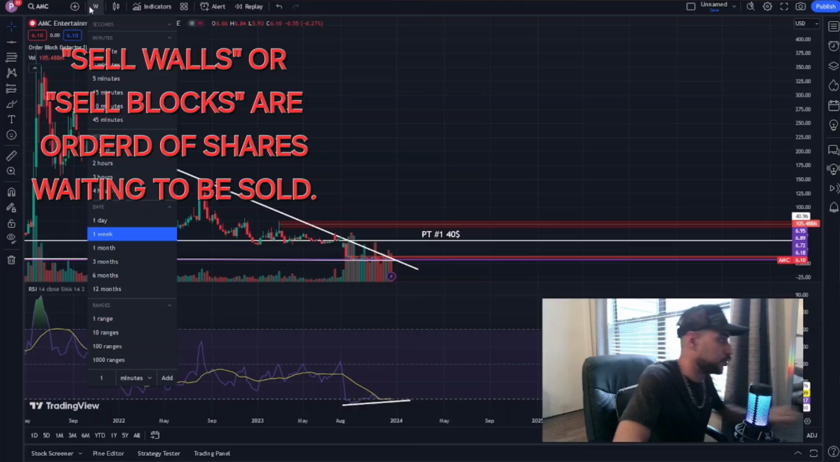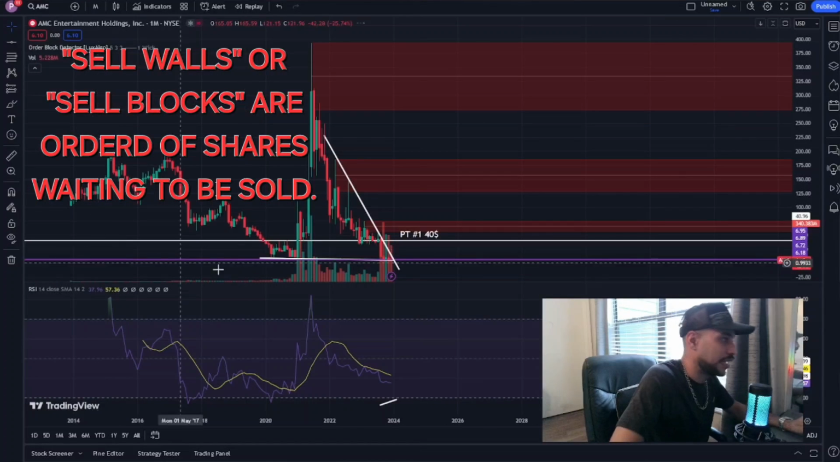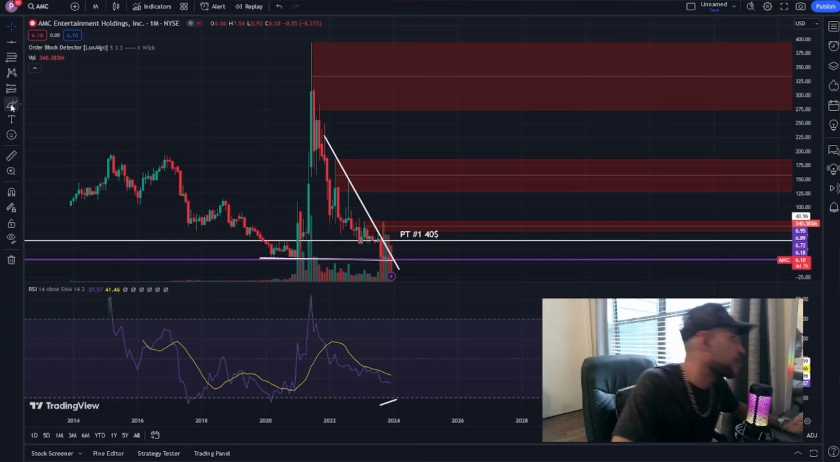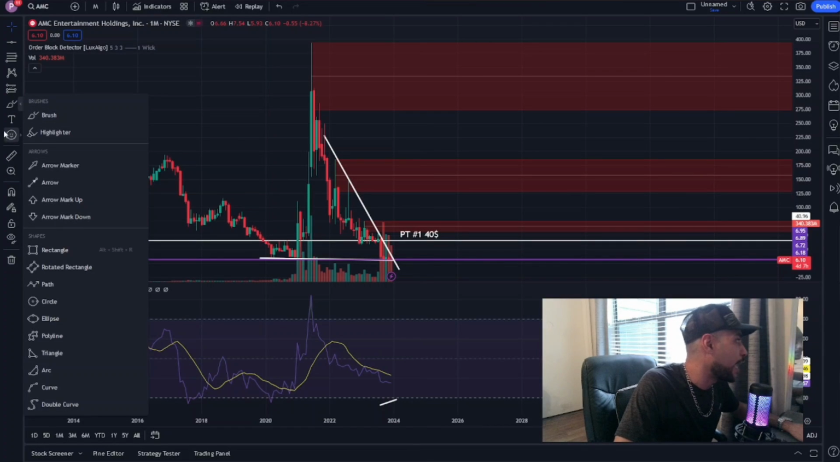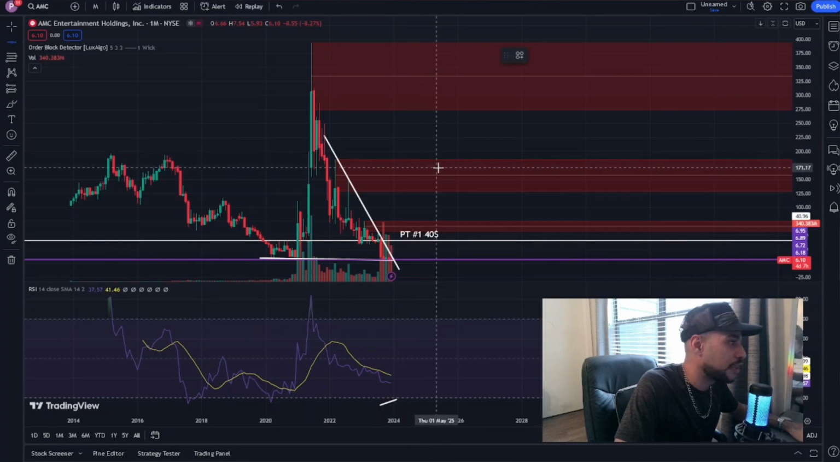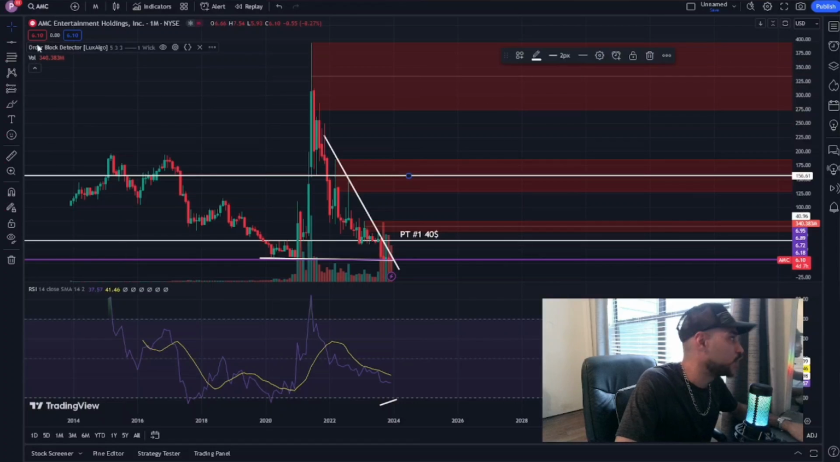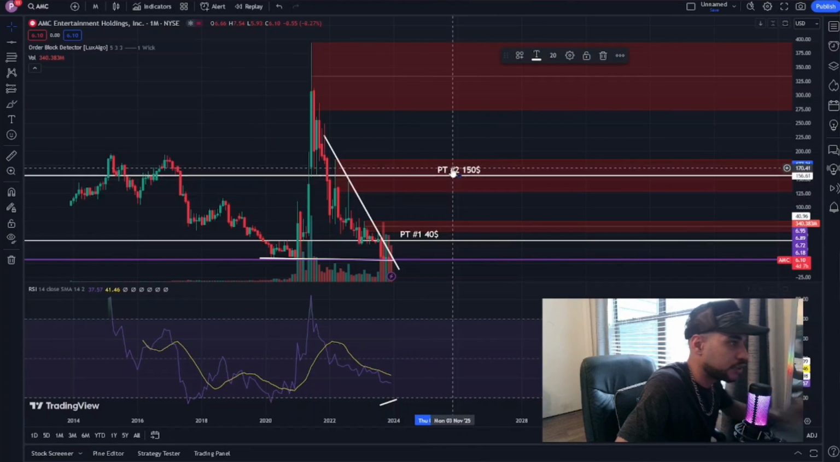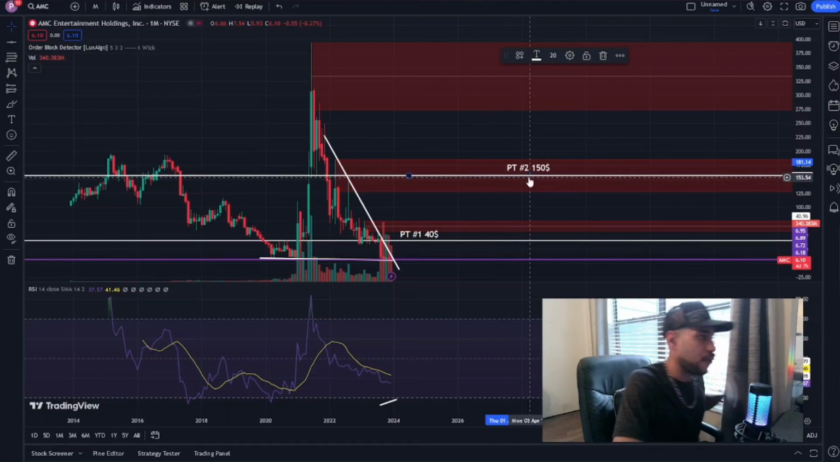If we go ahead and zoom out on the monthly time frame, we can see that we have sell walls at 125 to 175. We are going to put our price target for AMC, and this is our medium price target for AMC, at $150. So let's go ahead and pop that in there. AMC, $150. Price target number 2 for AMC is $150. And again, these price targets are just realistic price targets. You guys can go ahead and make your own if you like.